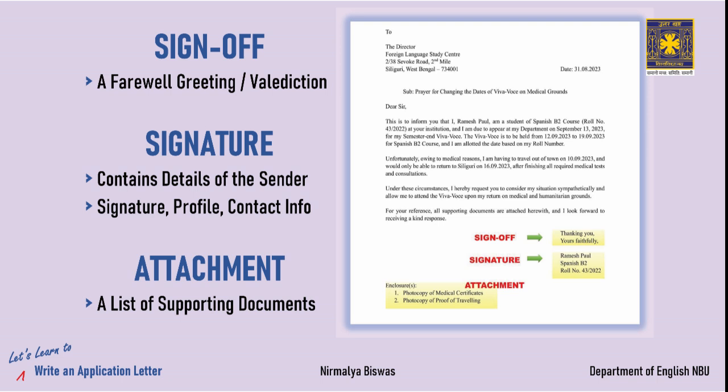The final section is called the attachment. Now you must remember that this section doesn't have to be there on every application. Only if you need to send some additional documents with your application to support your claims should you make a list of all these supporting documents and add this section at the end of your application letter.